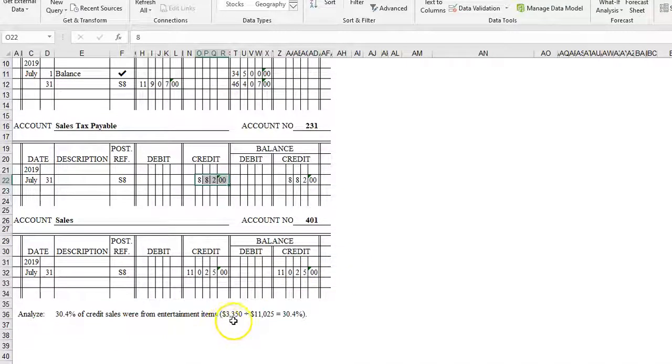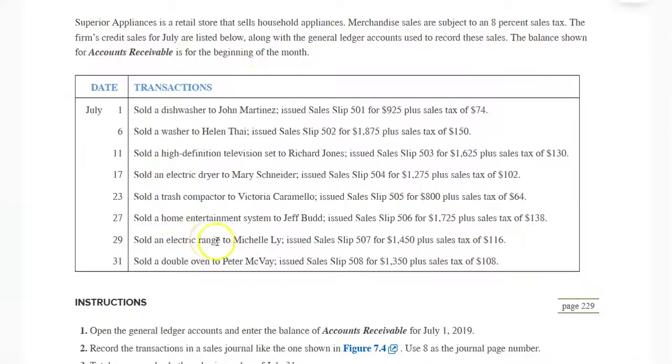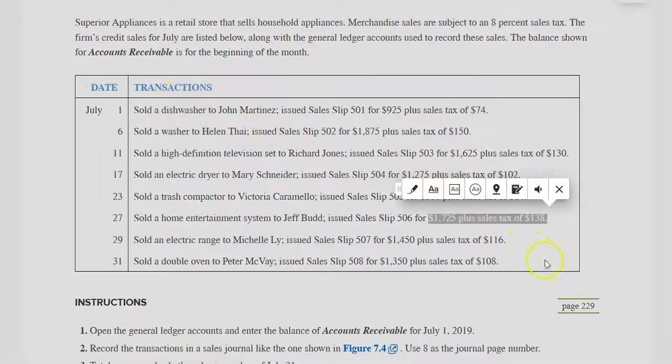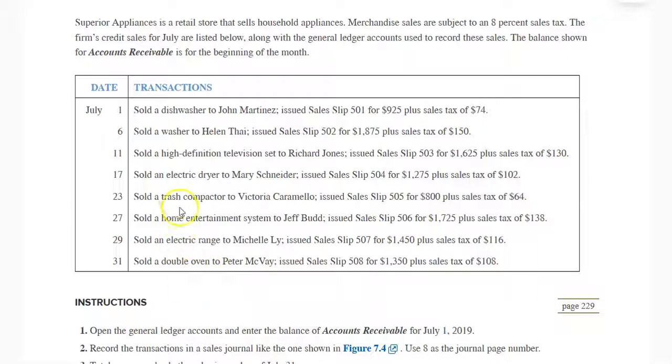They said 3,350, and they divided it by our total sales, which gave us 30.4%. So where does the 3,350 come from? Let's go back to the entertainment center and see what it was. Okay, we have the $17.25 plus sales tax. There must be another entertainment item that I'm missing. The high-def TV. So they used those two items and added them both together and divided it by the total sales to get the sales percentage.